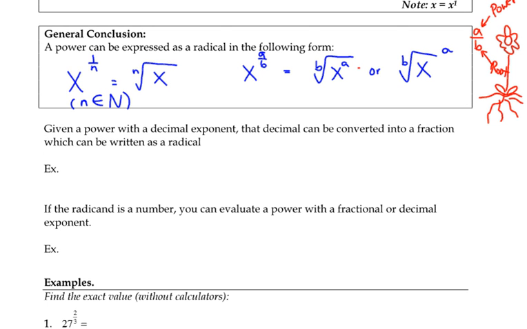Yeah, I'm pretty old. Okay, so given a power with a decimal exponent, the decimal can be converted to a fraction. So if we had 2 to the power of 1.2, how do we change 1.2 to a fraction?